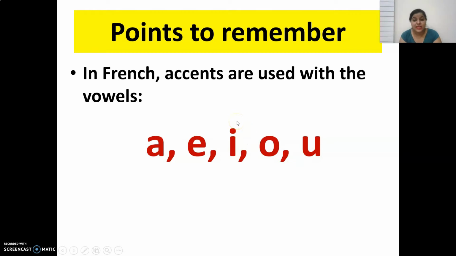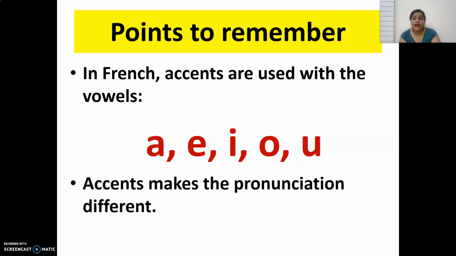Which is the next point that we need to remember? For what reason are accents used? Accents are used to make the pronunciation different. So if I put an accent over a vowel, what difference is it going to make? It's going to make a difference in the pronunciation. It will change the pronunciation of the word. So let's see how. Let's begin with the first accent.